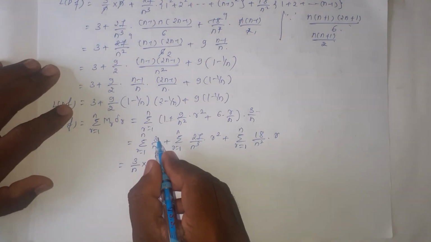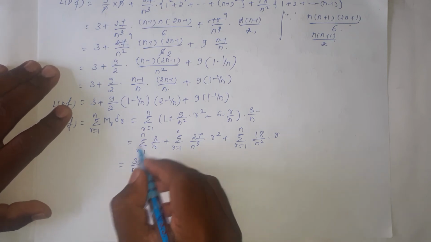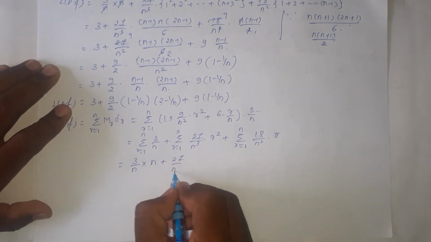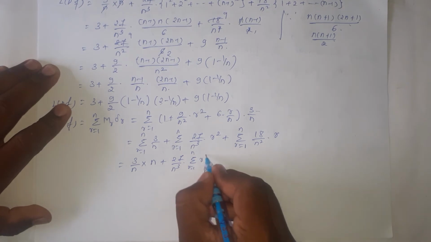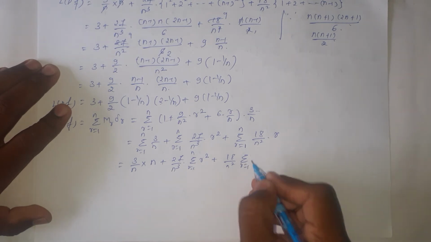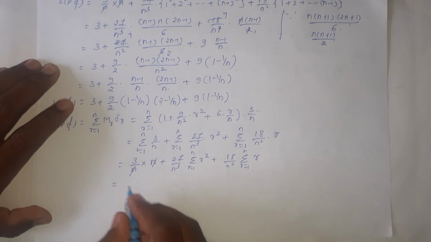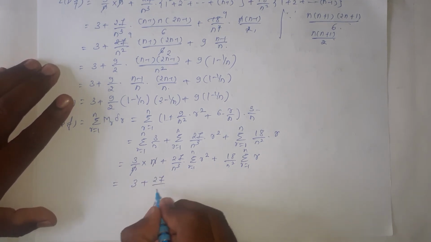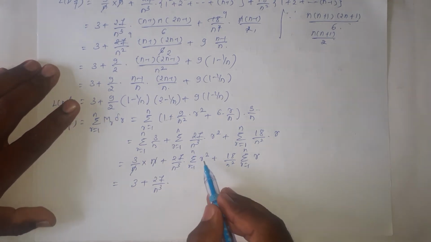If you take this 3 by n out of the summation, then you will be remaining with 1, then after adding that 1 n times, this becomes n plus here 27 divided by n cube, remaining summation over r is equal to 1 to n r square plus 18 by n square, and this one is summation over r is equal to 1 to n r. Here n and n get cancelled, this one is 3 plus 27 divided by n cube. So, here we have summation over r is equal to 1 to n r square.